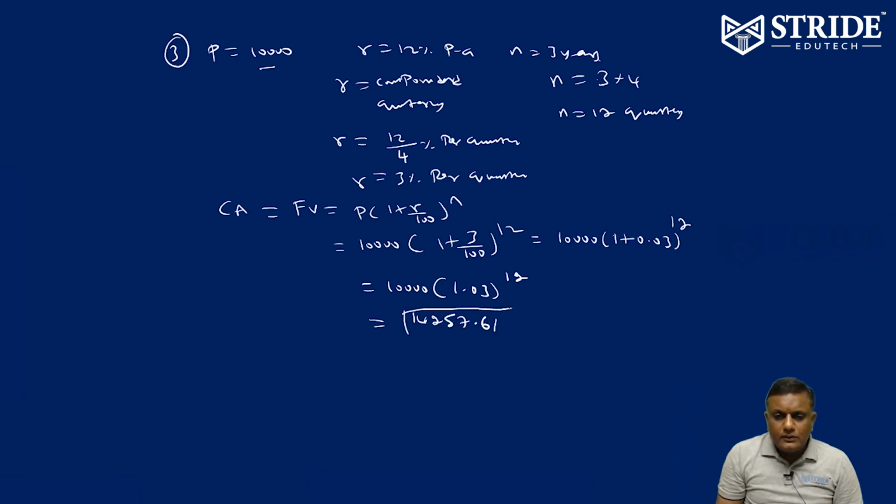On simplification, you will be getting 14257.61. So principal 10,000, rate of interest 12% per annum. If it is compounded quarterly, that means 3% per quarter. N is equal to 3 years; 1 year equals 4 quarters, therefore 3 years is 12 quarters. So P is equal to 10,000, R equal to 3% per quarter, N is equal to 12 quarters. On substituting P, R, N, you will be getting 14257.61. This is the amount you will be getting after 3 years.